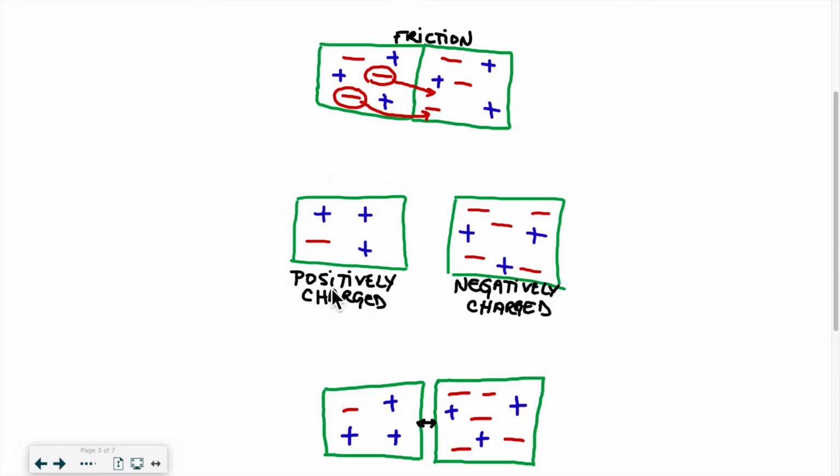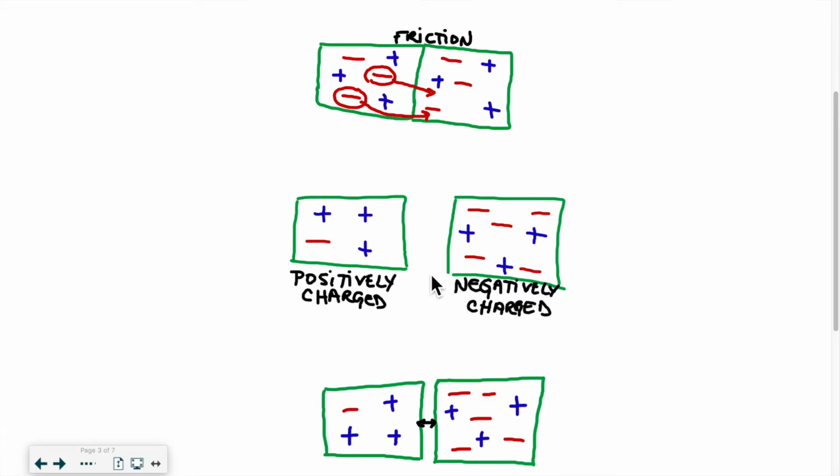The one that lost the electrons is now positively charged. It has a deficit of electrons. It doesn't have enough to counterbalance the positive charges, the protons that are within the object. And the one that gained the electrons also has an imbalance, but this one has a surplus of electrons. So because it has more electrons than protons, well, then that one is deemed negatively charged.